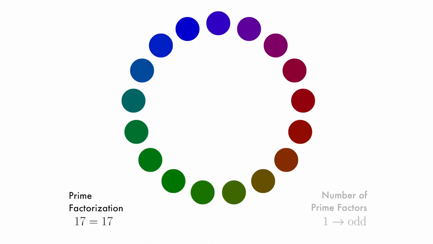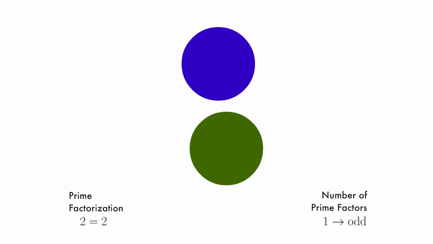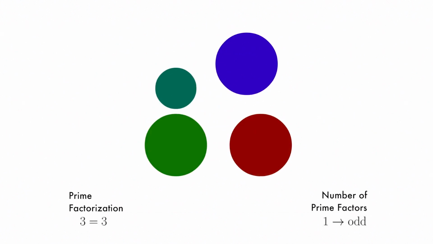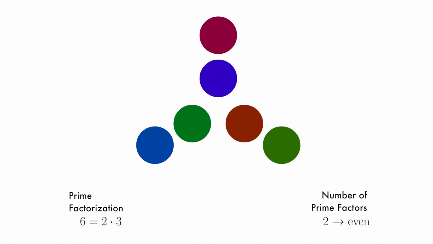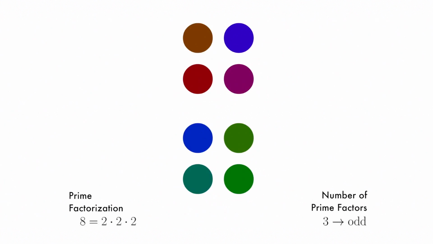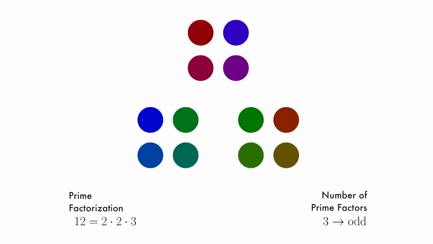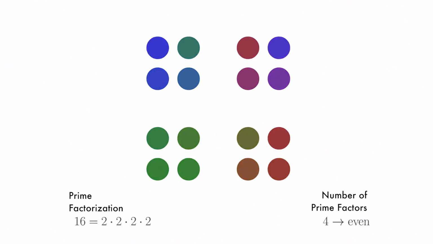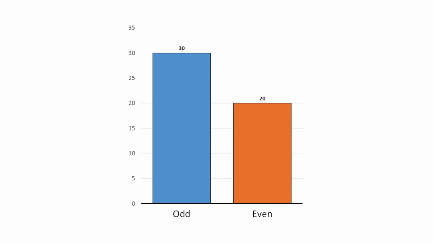Now, when looking at the amount of prime factors a number has, you may notice something interesting. 2 has 1 prime factor, 3 has 1 prime factor, 4 has 2 prime factors, 5 has 1 prime factor, 6 has 2 prime factors, and so on. It seems that the majority of numbers have an odd amount of prime factors.